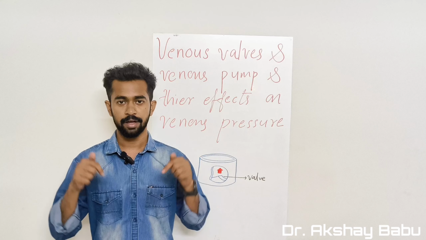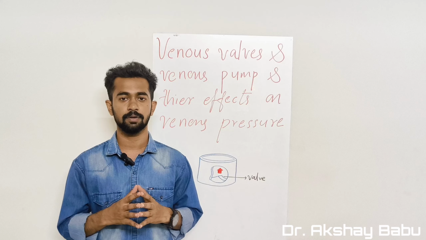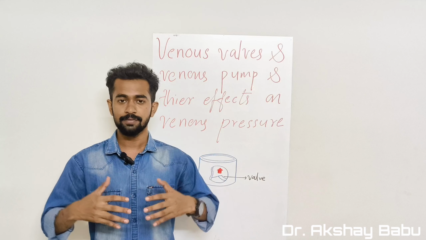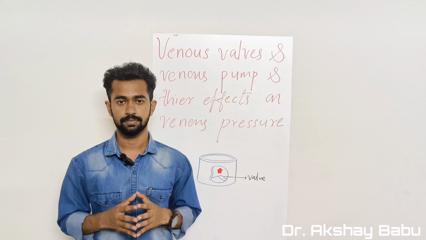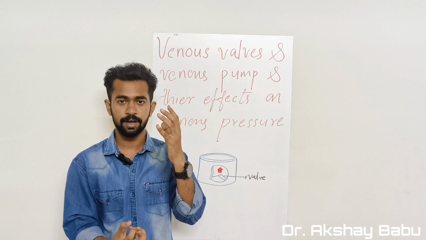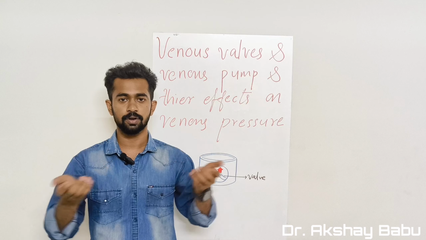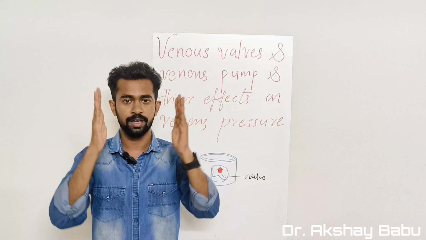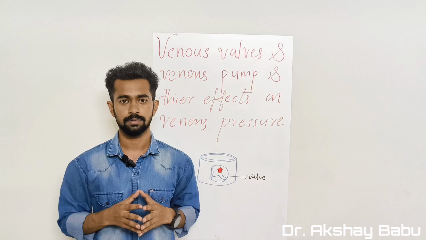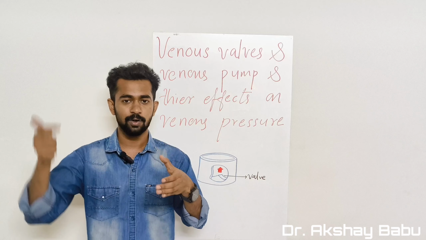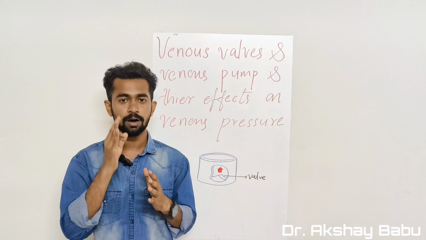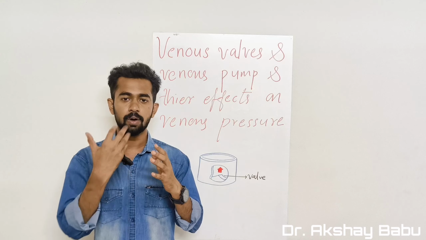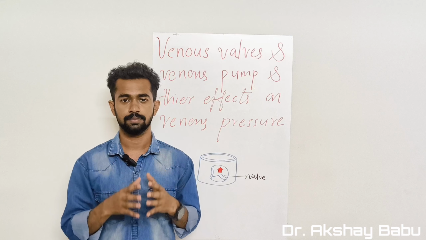Myself Dr. Akshay, and in today's session I'm going to be discussing the topic venous pump and venous valve and their effects on venous pressure. The gravitational pressure effect would cause the venous pressure in the feet to increase up to 90 mmHg in a standing adult. However, the valves in the veins are arranged in a particular manner so that the blood flow will always occur towards the heart.